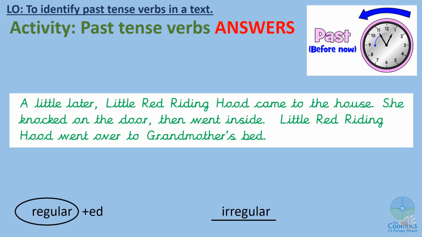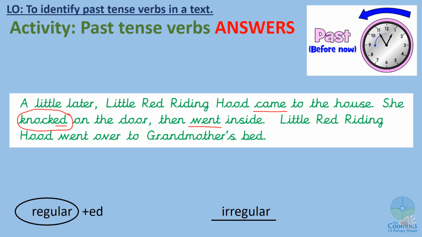So again, I'm just going to read it through and show you where those verbs are. A little later, Little Red Riding Hood came. It's what she did, she came to the house. She knocked. Now we have the ed suffix here, so this one is a regular past tense verb. She knocked on the door.